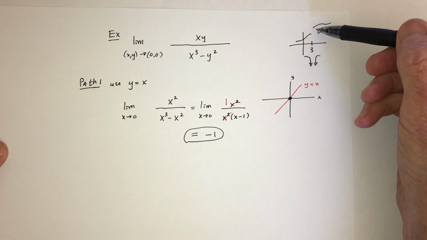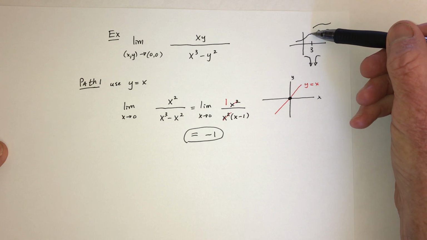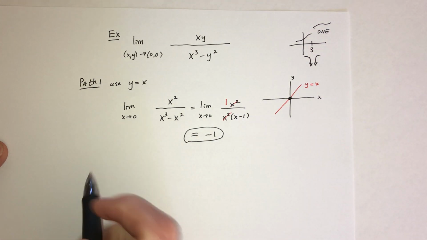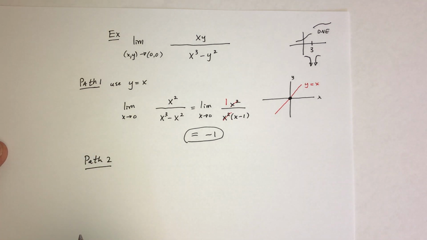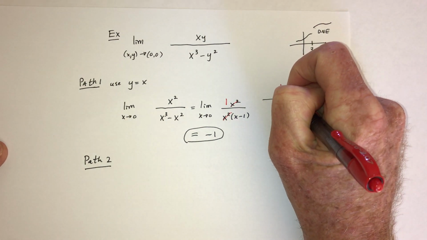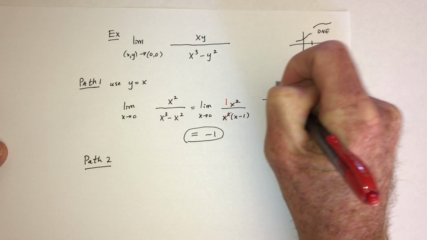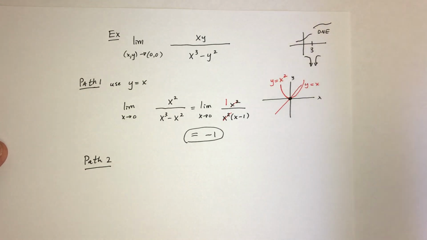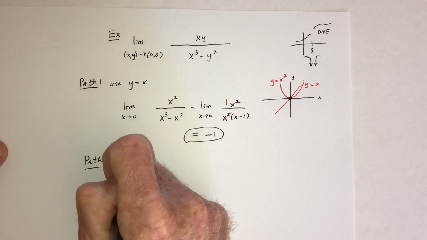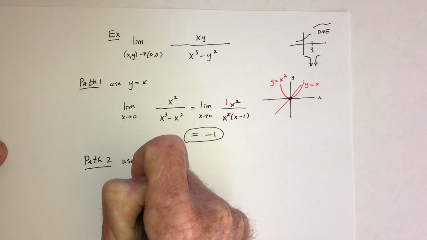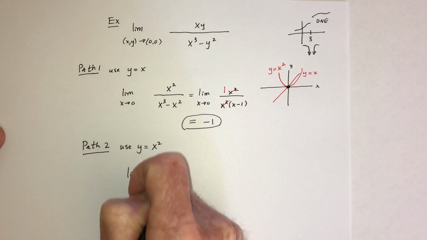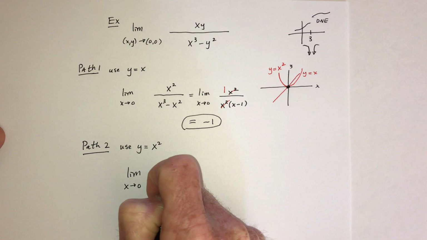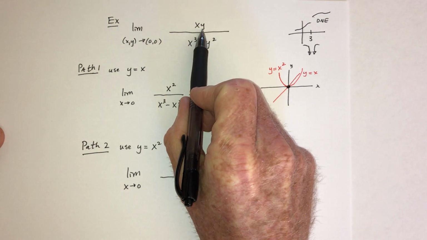Now, I tried to make the problem up so that it's like this. So you'll get two different answers. So pick another path. And this time I'm going to use a parabola. The parabola y equals x squared. That goes through the origin. So use y equals x squared. So it's going to be limit as x goes to 0. Y is going to become an x squared.